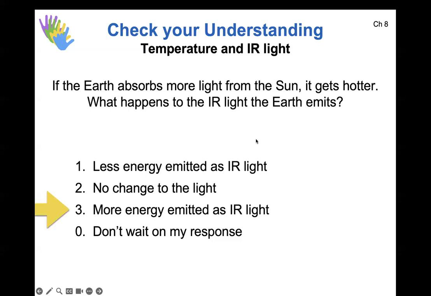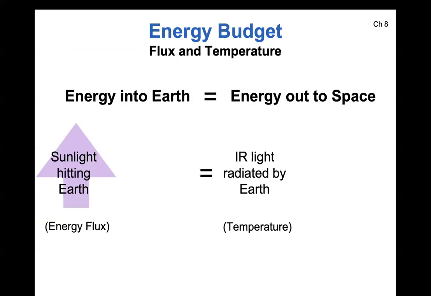Exactly it. And that's the way infrared light works. You get warmer, you emit more infrared. The more infrared light is emitted. So that's the budget. Okay. So this is the relationship between flux and temperature. If the flux goes up, the temperature goes up to compensate for it.